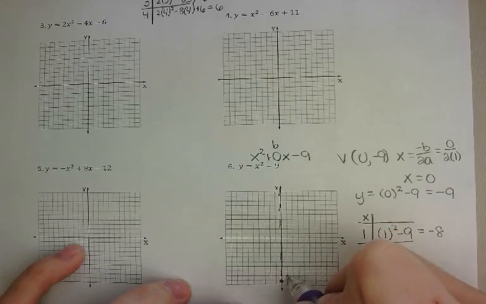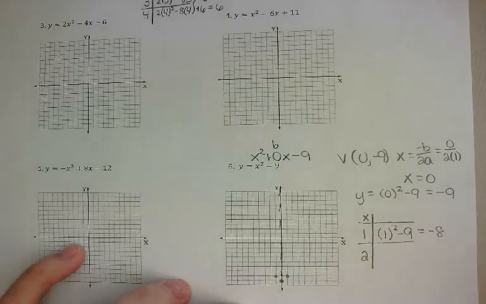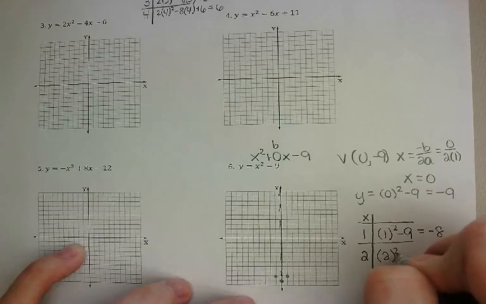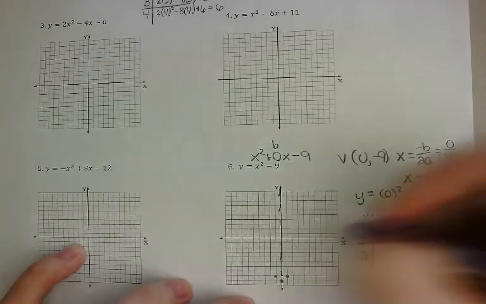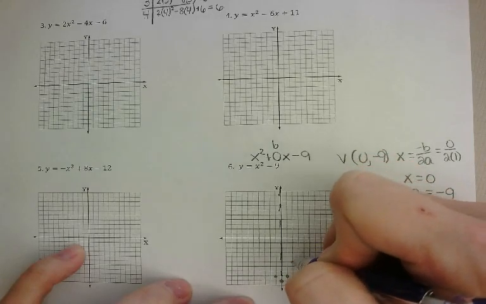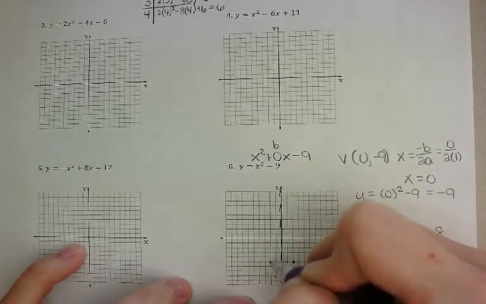So at 1, we're at negative 8, and we're going to reflect that on the other side of our line of symmetry. 2 squared minus 9 is negative 5. So I'm going to plot 2, negative 5, which is 2 units away. So we're going to go 2 units away.